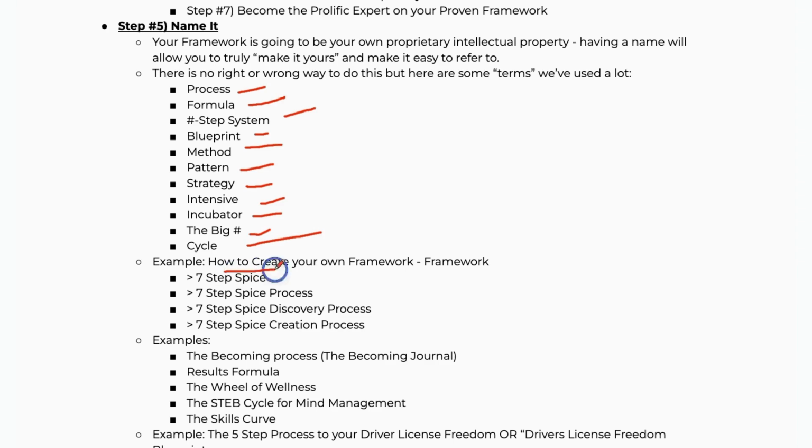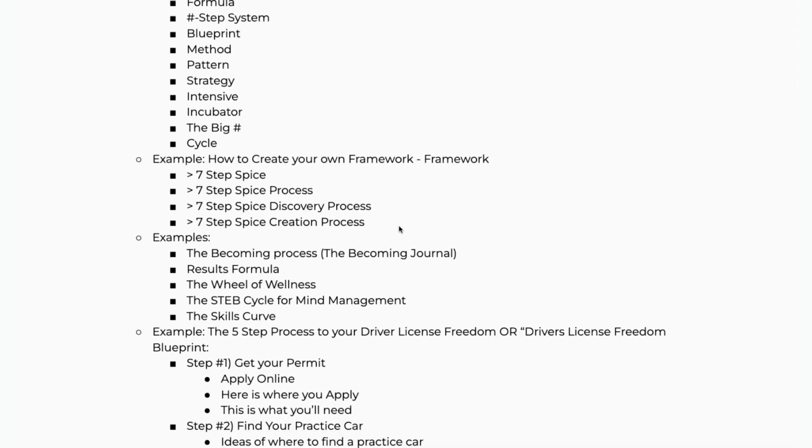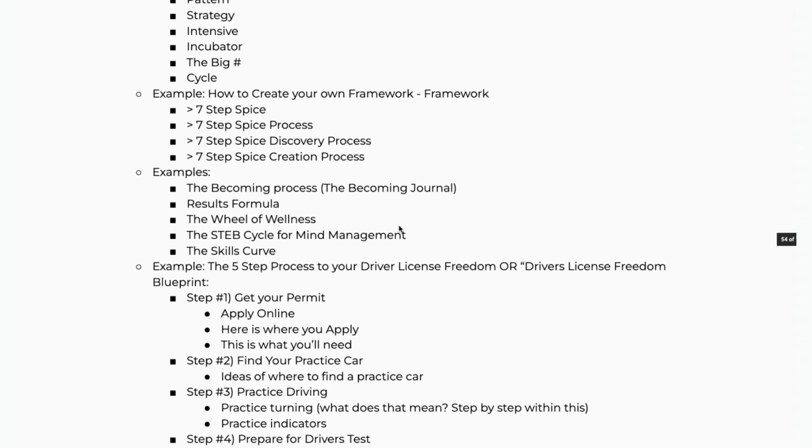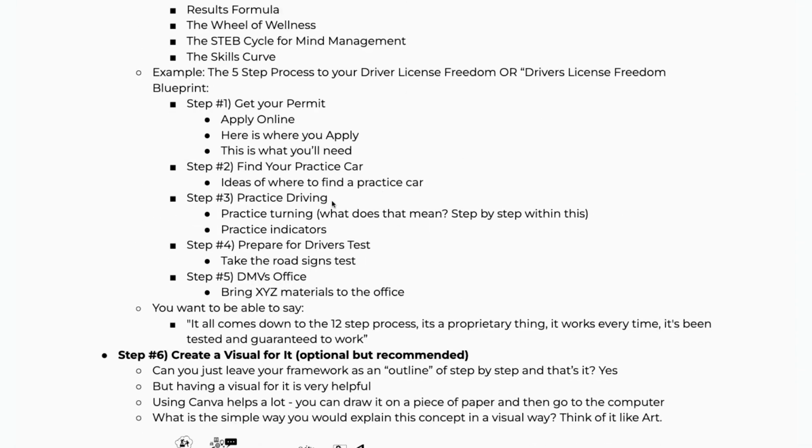So we had our how to create your own framework, right? And initially we called this like the 7-step SPICE. And then we said, you know what, let's talk about it like the 7-step SPICE process, and then the 7-step SPICE discovery process, and the 7-step SPICE creation process, right? We're just kind of messing around with it. In the exact same way, we have different examples about the becoming process, the results formula, the wheel of wellness, the step cycle, the skills curve, right? And so what you can do is just go ahead and name it something that sounds like a container, something that sounds a little bit catchy.